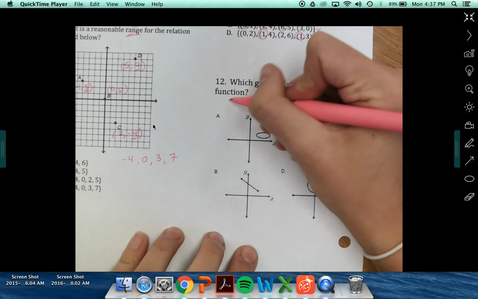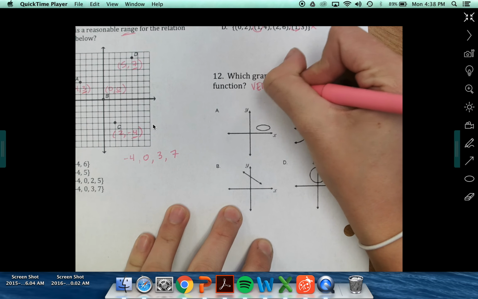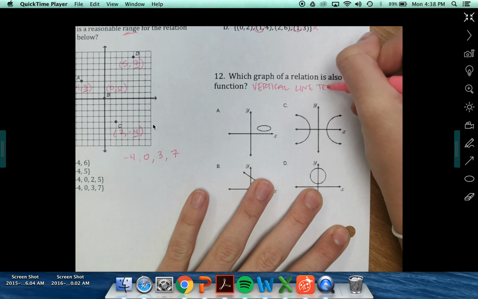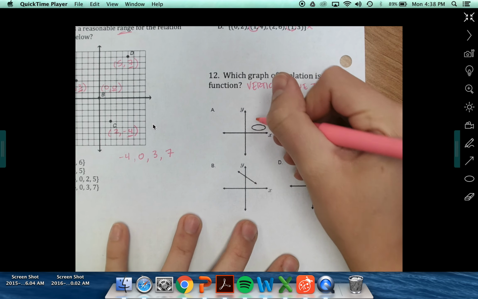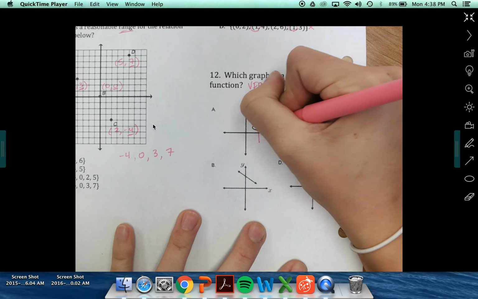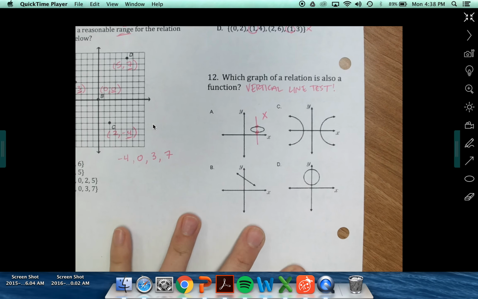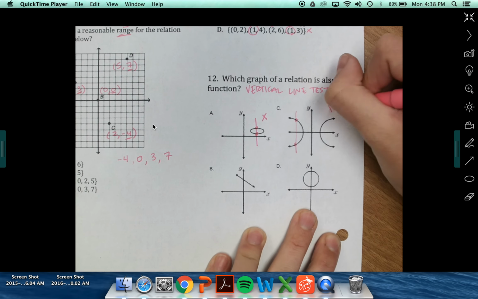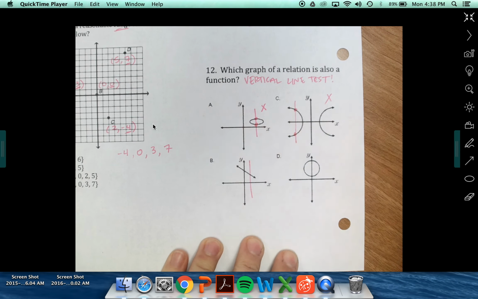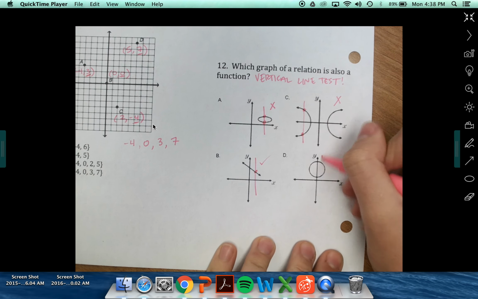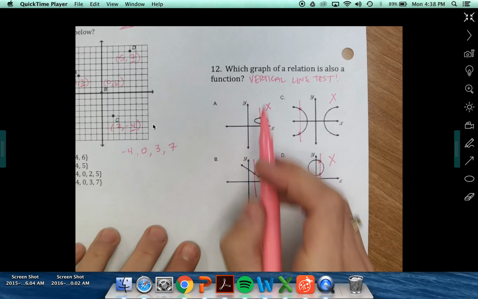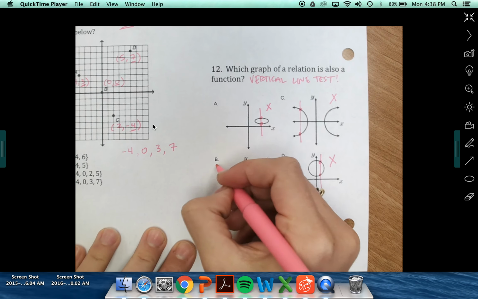12. Which graph is a relation? Which one is a function? Vertical line test. Okay? Remember, it can only cross once. It crosses once, twice in A. No. For C, here's my vertical line. 1, 2 times. Nope. For B, crosses only once. That looks okay. For D, vertical line crosses twice, so that's no. The only one that crosses the vertical line test is B.